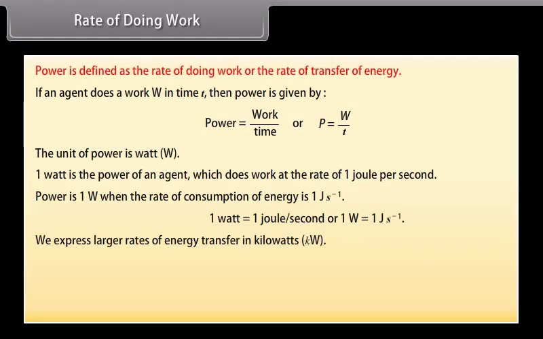We express larger rates of energy transfer in kilowatts. 1 kilowatt is equal to 1000 watts. 1 kilowatt is 1000 joule per second.